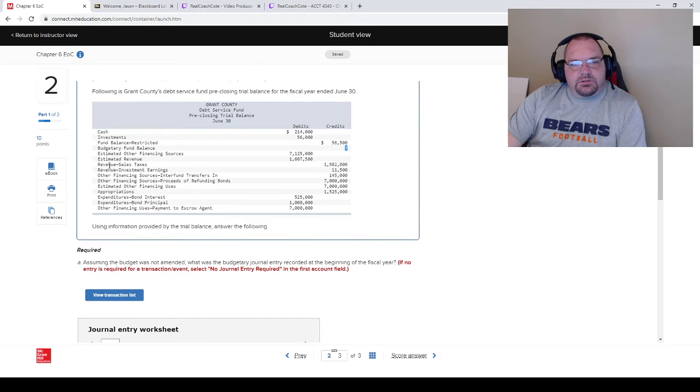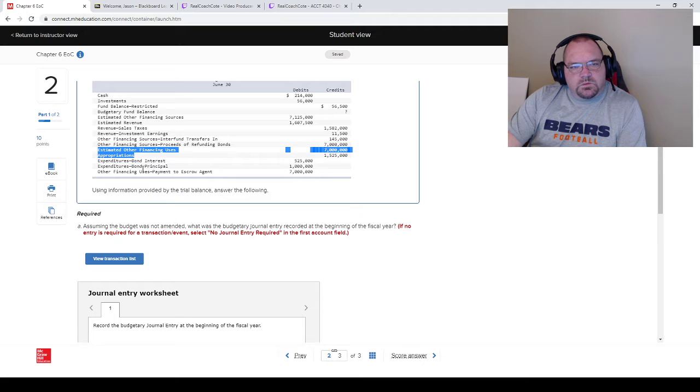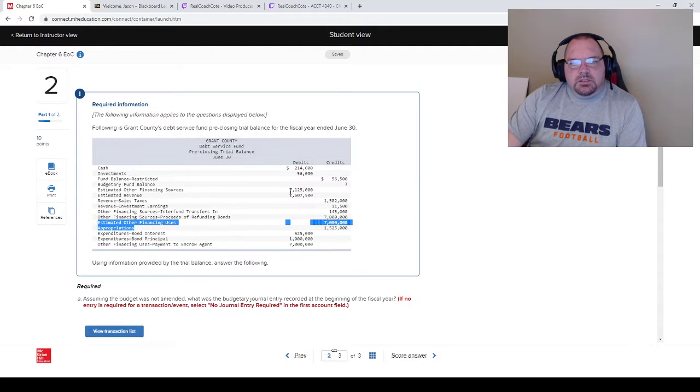We got revenue, sales taxes, and investment earnings. We got some other financing sources, transfer in, refunding. So we did some sort of a refunding of bonds. That's another budgetary account, 2 more budgetary accounts down here, and bond interest and principal. They're dealing with the refunding of that bond, right? So that may or may not come up. I think it does actually.